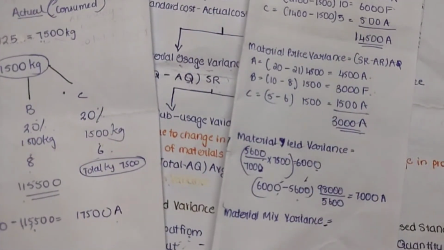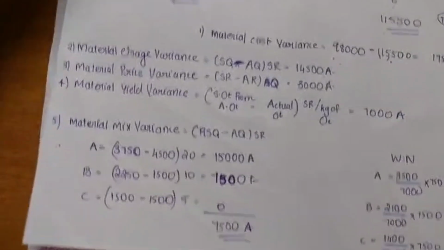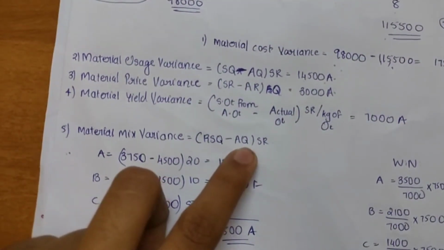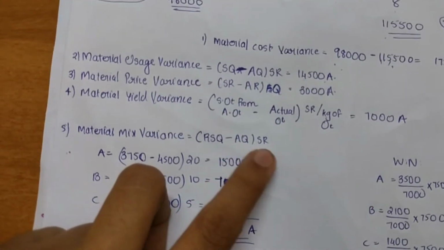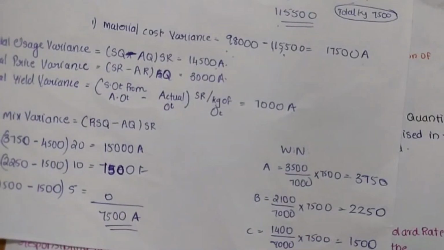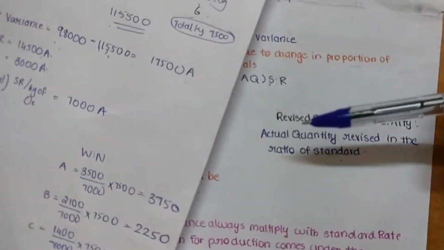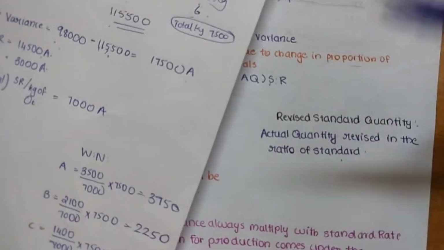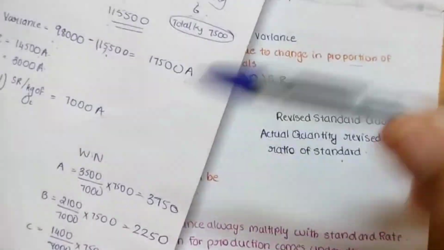So mix variance, I have already shown it here. See here, for mix variance we require RSQ minus AQ. As we already know, we have already got the actual quantity data, and we already know the standard rate as well. We have to find RSQ. So for RSQ I have already made a working note here. Before calculating RSQ, we have to know what RSQ actually means. Actual quantity revised in the ratio of standard. We are revising the actual quantity in the ratio of standard.